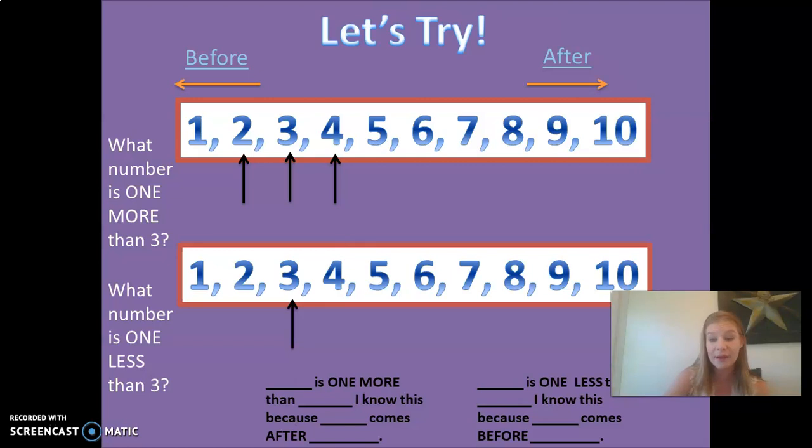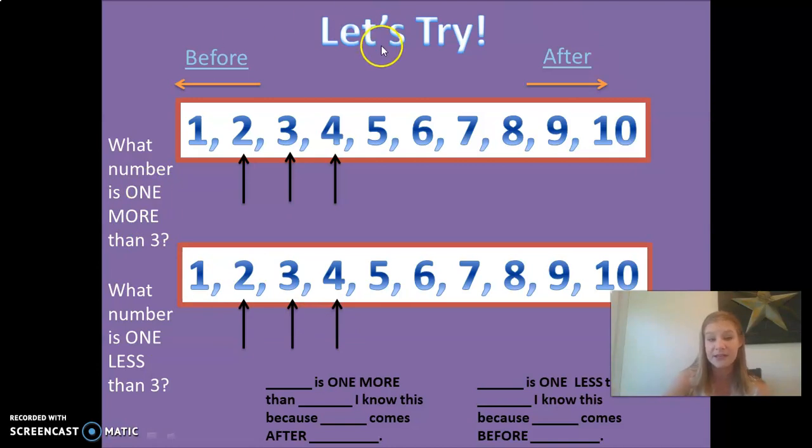So here's our number 3. And we know when we were doing this one right up top, it was the number 2 and the number 4. So before the number 3 will be on this side. After the number 3 will be on this side. If I want the number that's 1 less than 3, I know it needs to come before, or to the left of the number, which means it will be number 2.